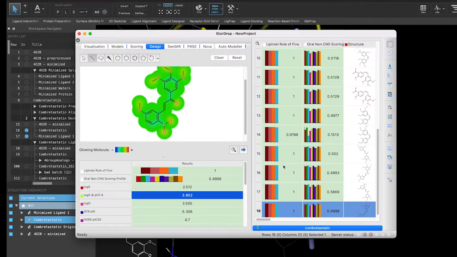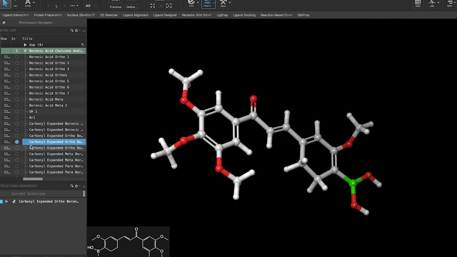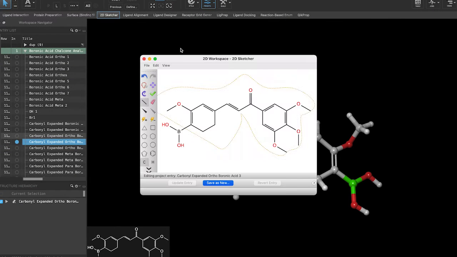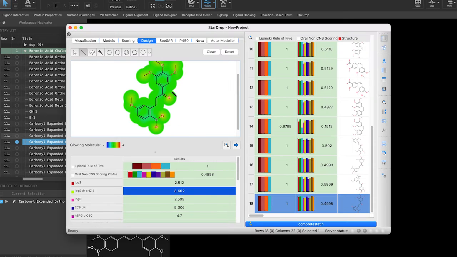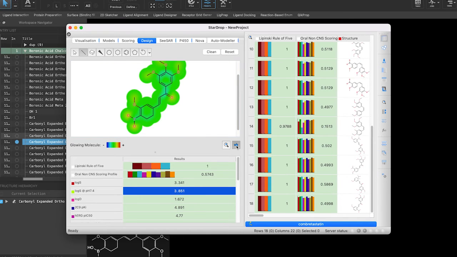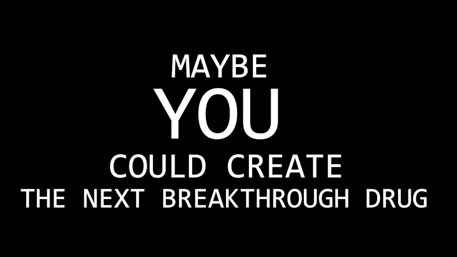Computational modeling and simulations are amazing tools for designing and screening inhibitive drugs. With advancements in technology and the increase in availability of such tools, drugs for diseases can be designed by anyone. Maybe you could be the one to create the next breakthrough drug.